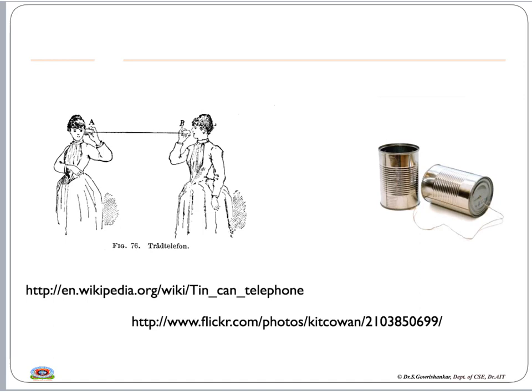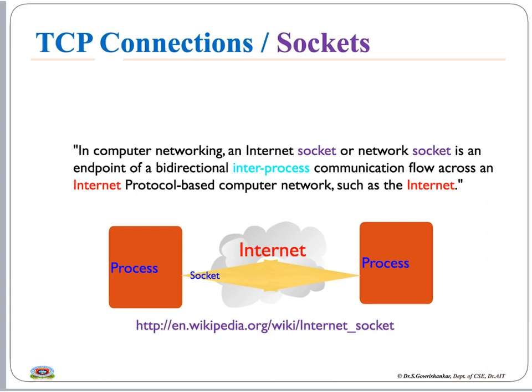A small example is a tin can telephone, which was used by two ladies a long time back. You can see the data was transmitted over a wire with the tin cans, and TCP connection sockets. Basically you need a socket connection to the internet. In computer networking, an internet socket or network socket is an endpoint of a bidirectional flow across an Internet Protocol based computer network such as the internet.